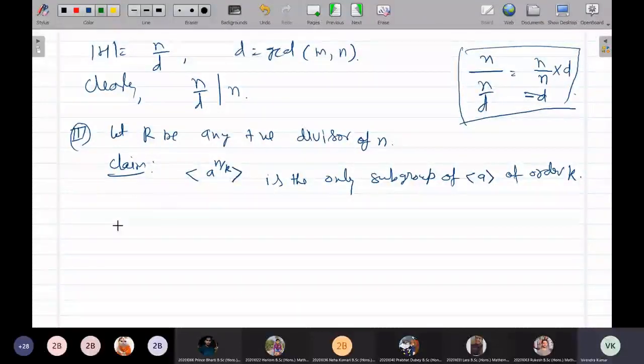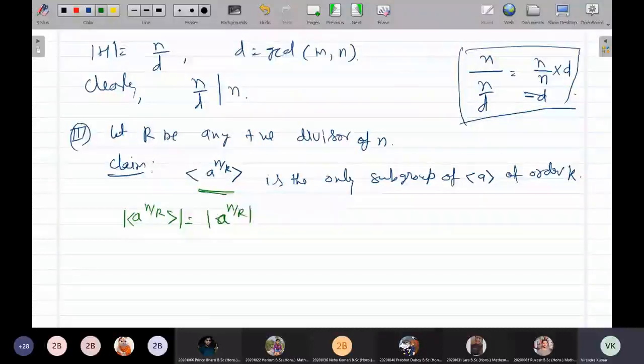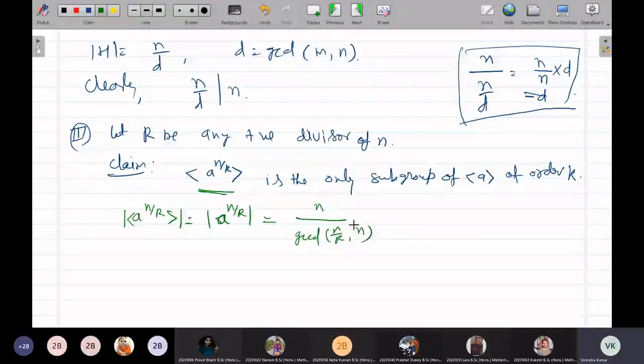So let us see the order of this. Of course this is a subgroup, this is a cyclic group, okay? So what will its order be? So the order of the group generated by a raised to power n by k, and this is equal to the order of a to the power n by k. Fine. This is equal to the order of the element, n divided by the greatest common divisor of n by k and n.